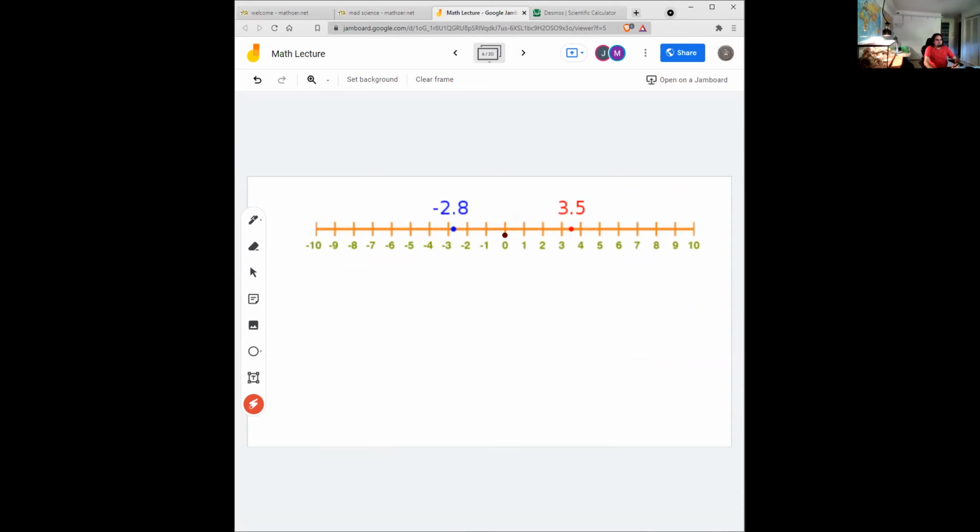And 3.5 would be if I go up 3 and then I go up another half. I could write this as 3.5 just as well. There's nothing special about fractions versus decimals and so on and so forth. Hopefully that's reviewed.